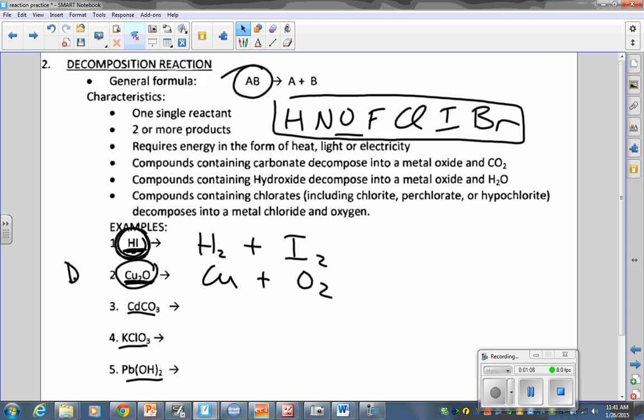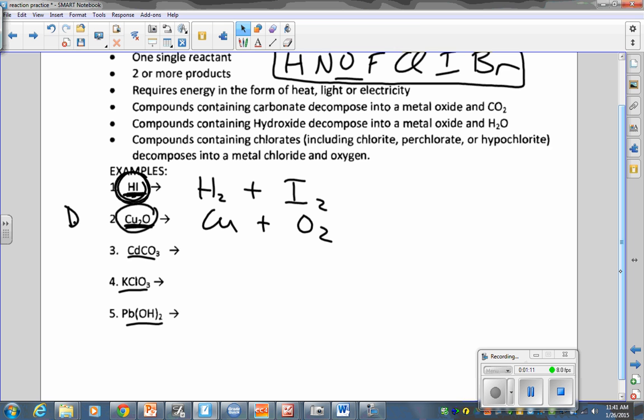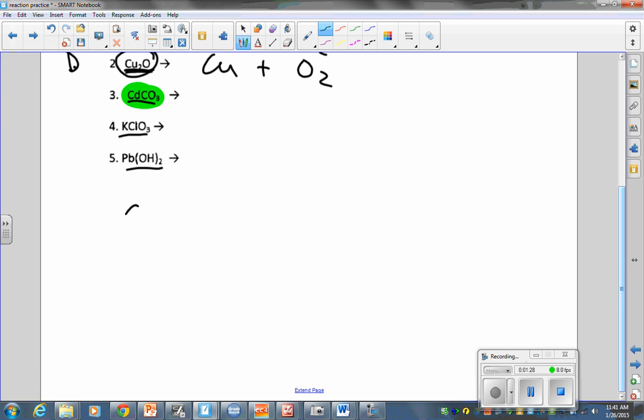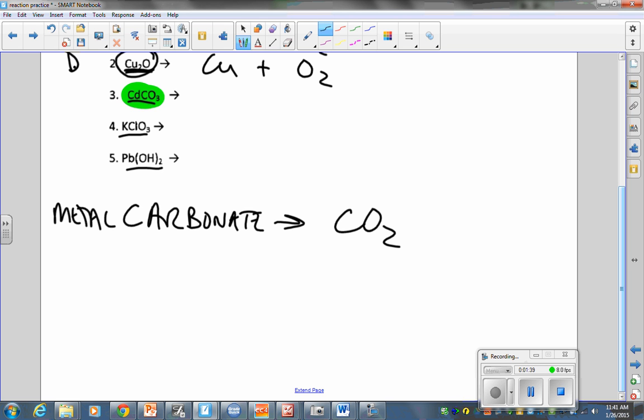Now we get into the memorization part of it. The first one is what happens when you have a carbonate decompose. If you look right here, that has a carbonate, CO3. Here's the rule. If you have a metal carbonate on the left-hand side, it will automatically break into CO2. You have to memorize that. And then what you do is plus, you're going to make a metal oxide.